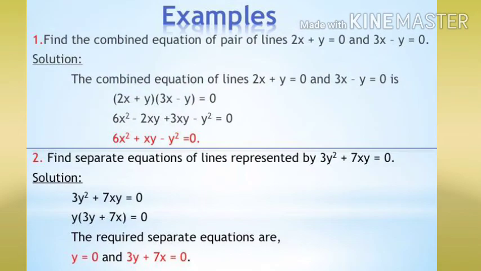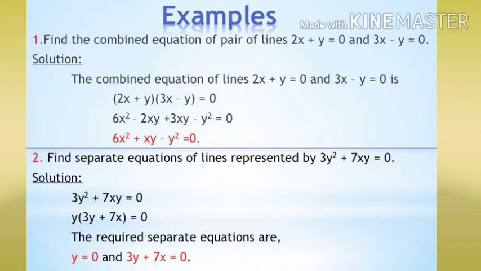Now based on these theorems, we are going to solve a few examples which are from your textbook exercise number 4.1. The first question asks to find the combined equation of the pair of lines 2x plus y is equal to 0 and 3x minus y is equal to 0. So two lines are given. We know that the product of the two lines will give you the combined equation. So the combined equation is given by (2x plus y) into (3x minus y) is equal to 0. Multiply the two brackets and you will get the equation as 6x square plus xy minus y square is equal to 0. So this is your combined equation.